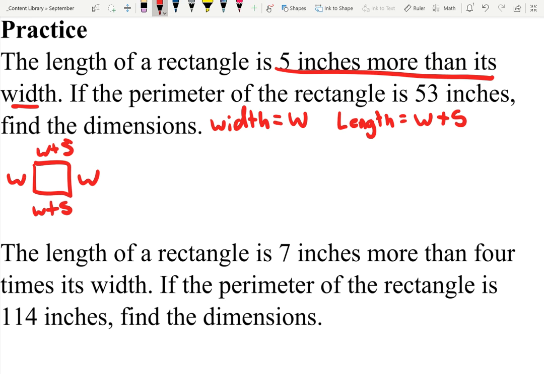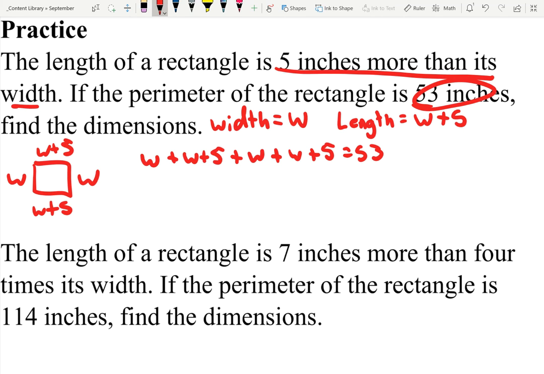So to find perimeter, add up all 4 sides again. So we have W plus 5 plus W plus W plus 5. So remember, this is all 4 sides that we are adding together. Now in this case, it totals up to 53 inches, so equals 53.